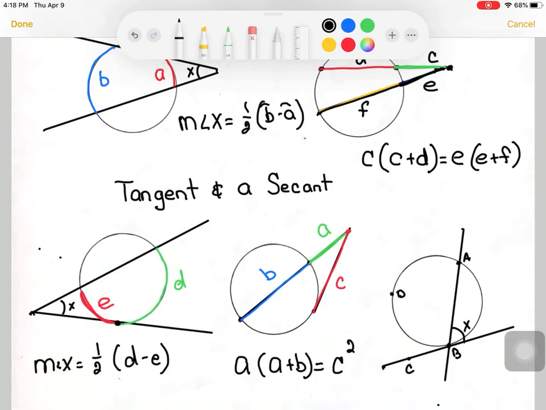And then this is our tangent and our secant when it meets at the point of tangency. We already looked at that earlier, and that's telling us the measurement of angle X equals 1/2 of arc AB. And we already talked about that. Likewise, the measurement of angle ABC is 1/2 of arc ADB.